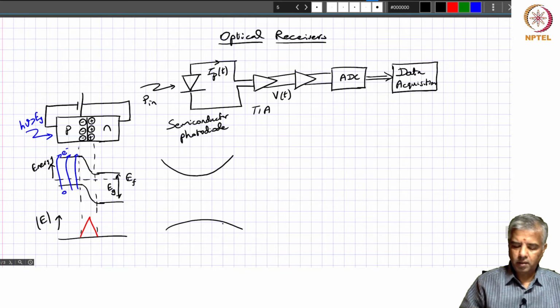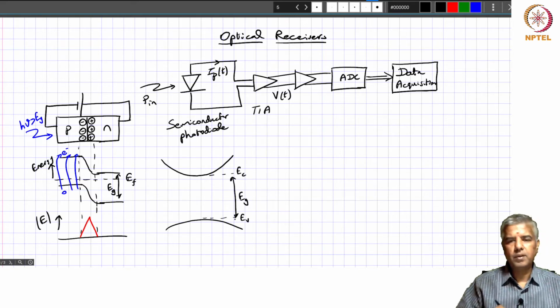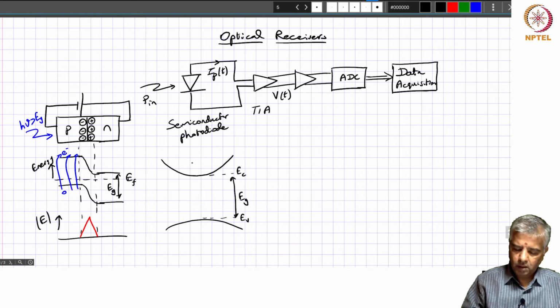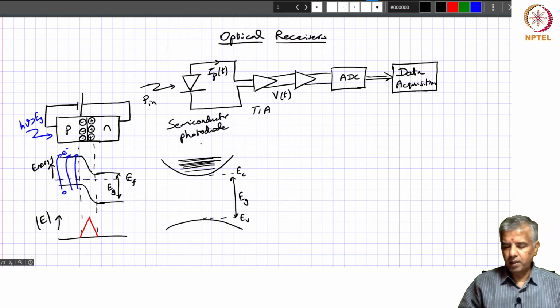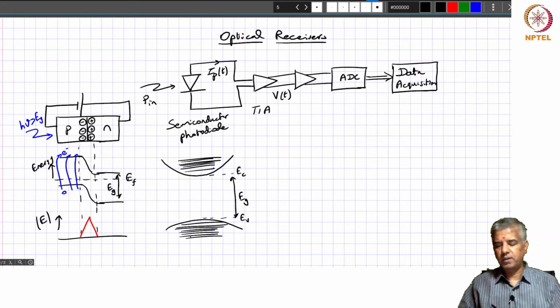This is your valence band, and this difference in energy corresponds to Eg. So this is EC, this is EV, okay, and then of course there are a lot of these different levels that are possible, and as we go away from the band edge, you're going to have higher density of energy levels and so on.